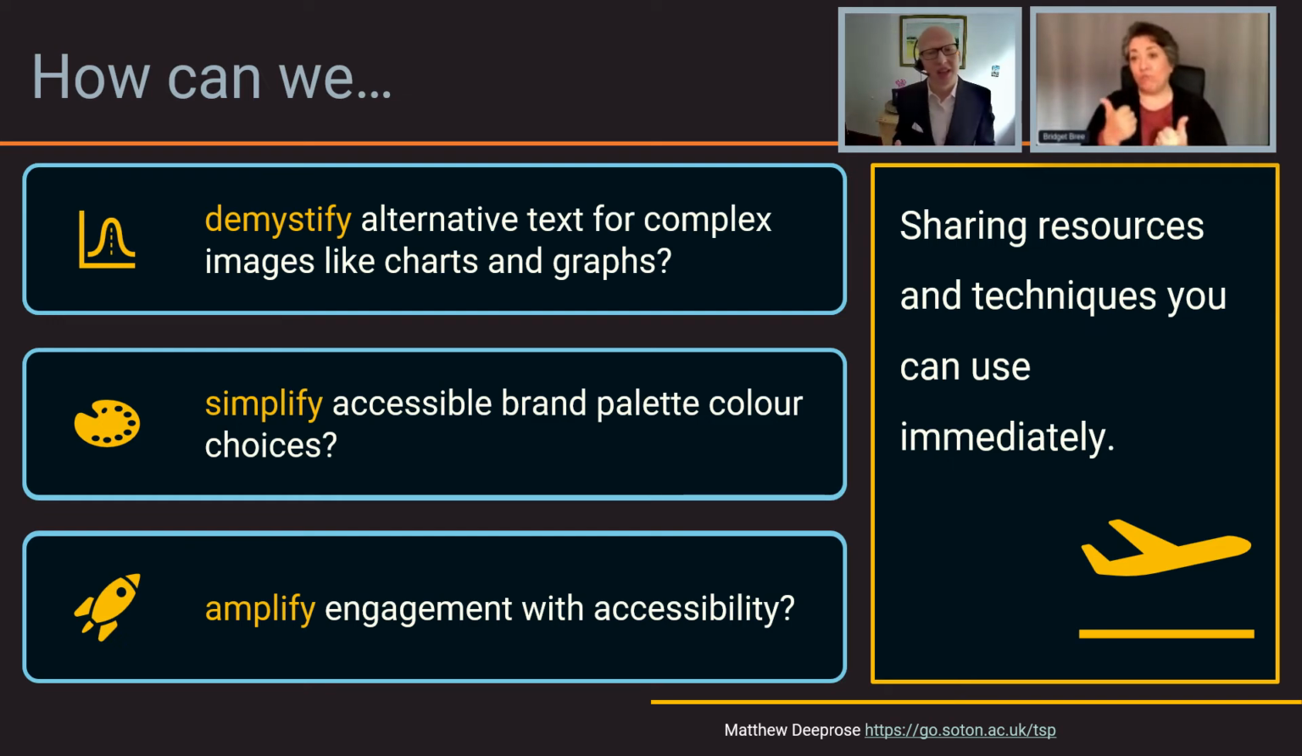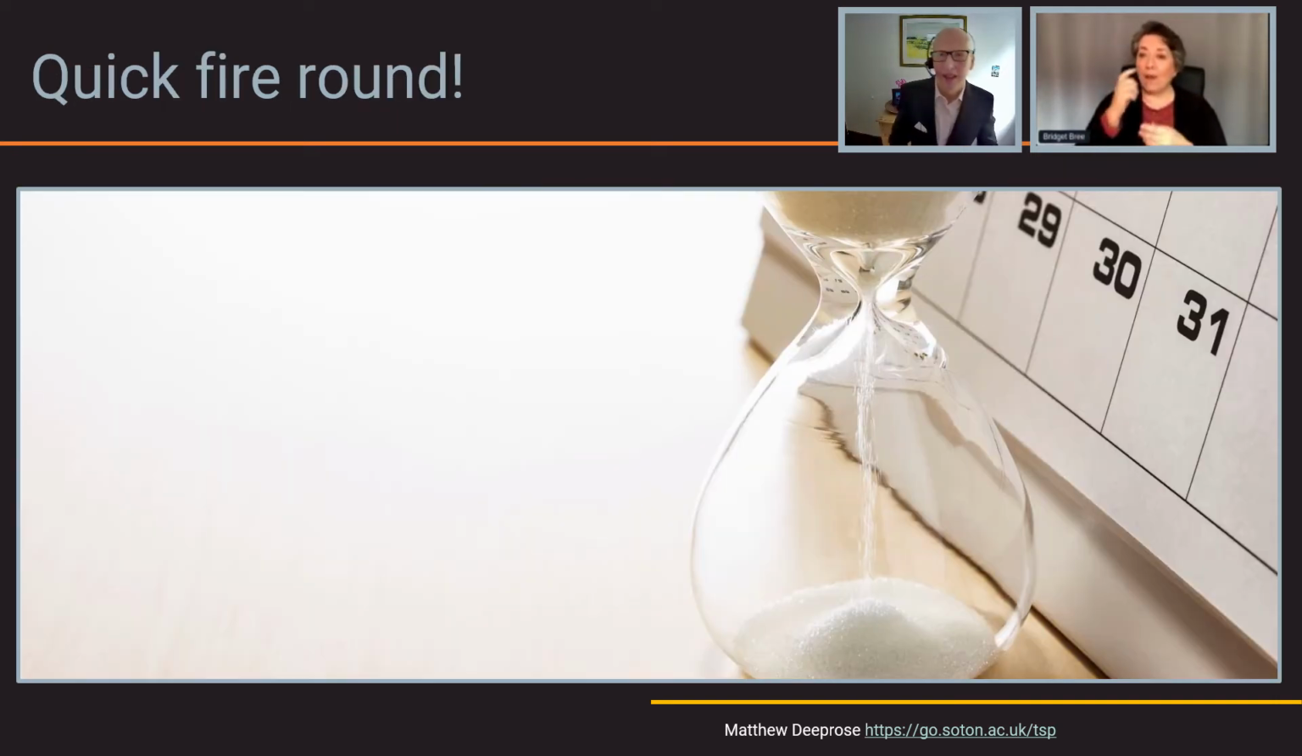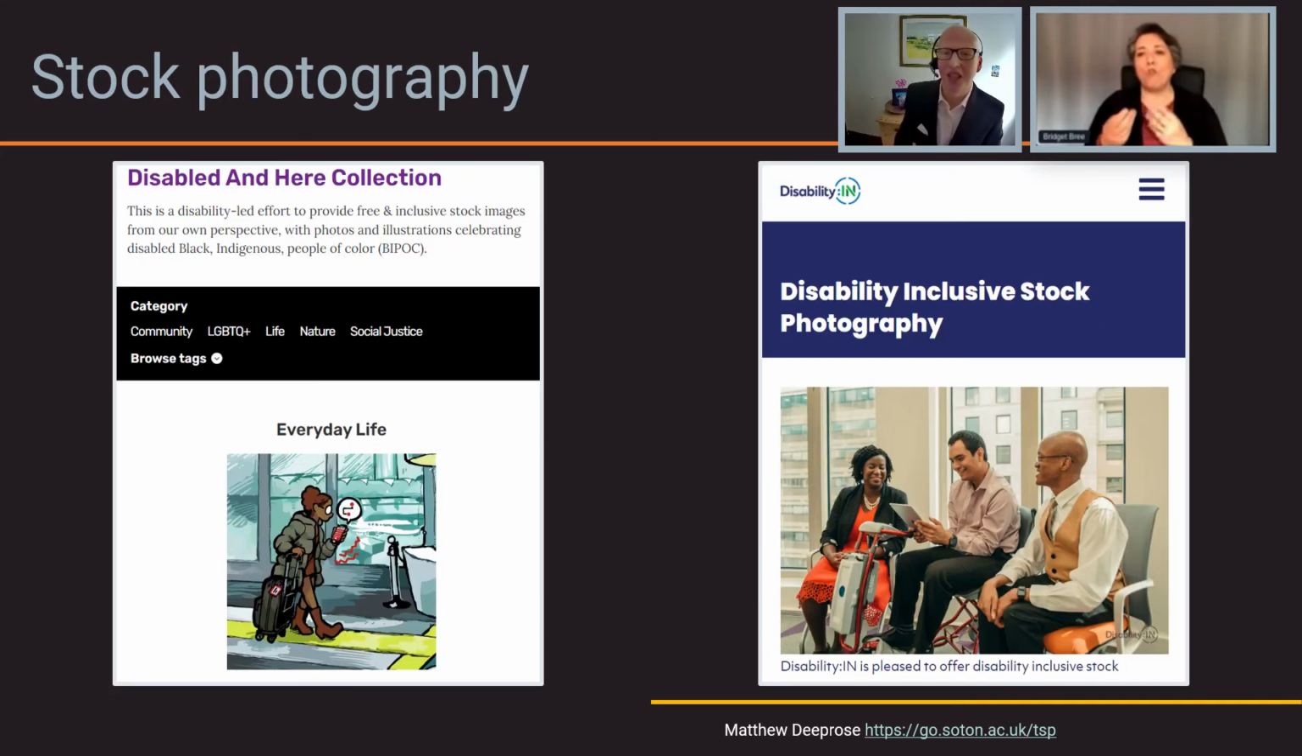So far, I've shared some of my experiences with demystifying how we write alternative text, simplifying the accessible use of brand color schemes, and amplifying engagement with accessibility. Hopefully, some of these resources were new or interesting to you, and on the presentation website, you can find all of the links. Now, just in case you didn't find anything that we covered so far of interest, I'm going to do a quick fire round, showing some more resources that can help to simplify your accessibility journey.